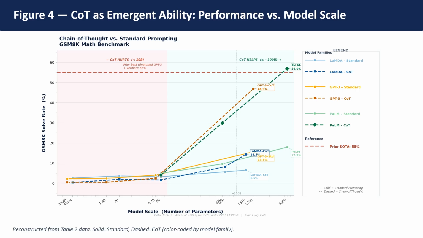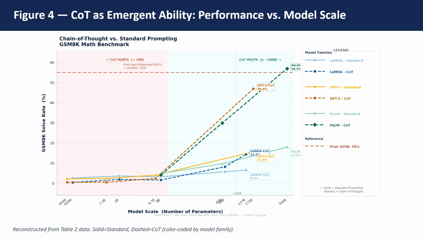This figure is extremely important because it reveals a fundamental property of large language models. We observe two very different regimes. For small models, chain of thought prompting either does not help or even degrades performance. The generated reasoning is often fluent but logically incorrect. For large models, there is a sharp improvement in performance. The reasoning becomes more structured and accurate.